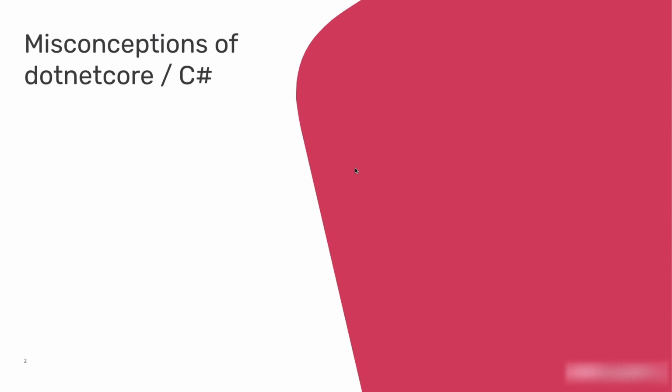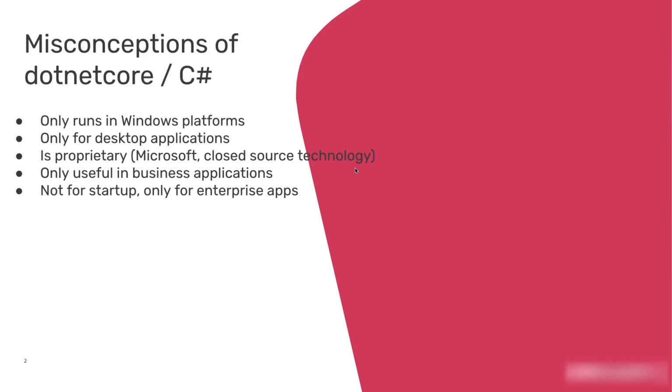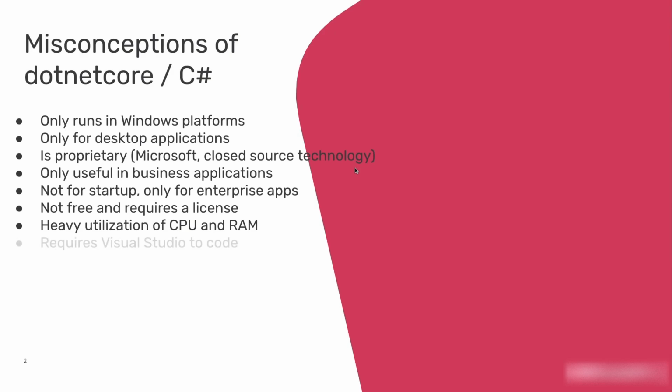Let us begin with the misconceptions of .NET Core or C Sharp, because in the real world, people who are saying bad things about it are those that actually haven't used it seriously. They say it only runs in Windows platforms, only for desktop applications. It's proprietary, it's Microsoft, so it must be closed source technology. It's only useful in business applications, not for startups, only for enterprise apps, not free and requires a license. Heavy utilization of CPU and RAM, requires a Visual Studio professional to code, and it has a very steep learning curve or is hard to learn.